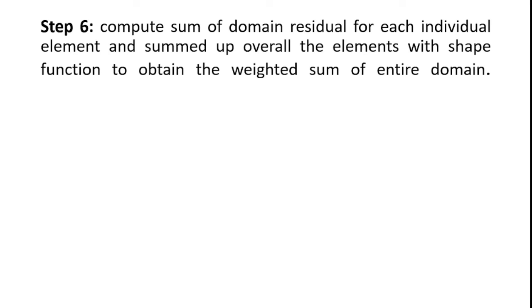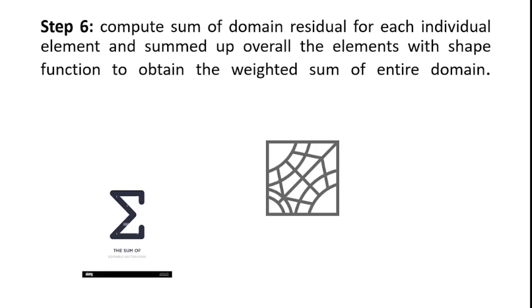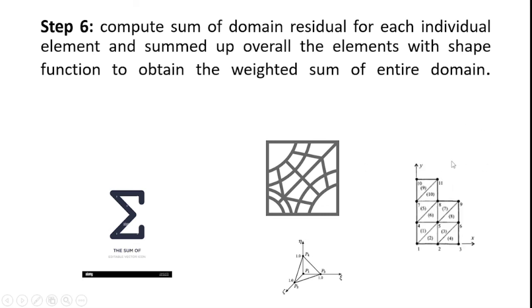Here, what do I perform in the 6th step? Yes, compute the sum of the domain residual for each individual element and sum it up over all elements with the shape functions. Already I told about all the shape functions available: the square, triangle, likewise a lot of shape functions are available. Here you see triangular functions, parallelogram functions and curved functions are available. So we can sum up over all the elements with the shape function to obtain the weighted sum of the entire domain with the aid of shape functions. After that, I can get the entire domain with the segmented elements. These are all the things we can perform at step 6.